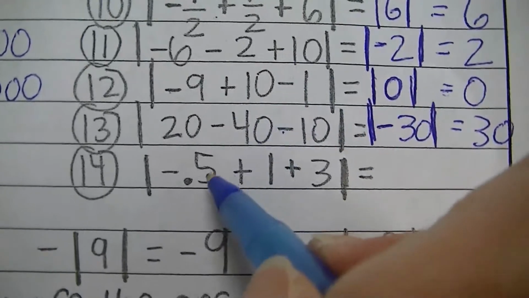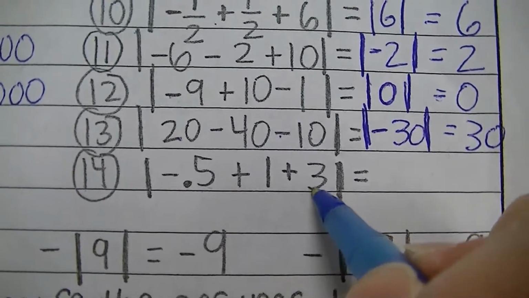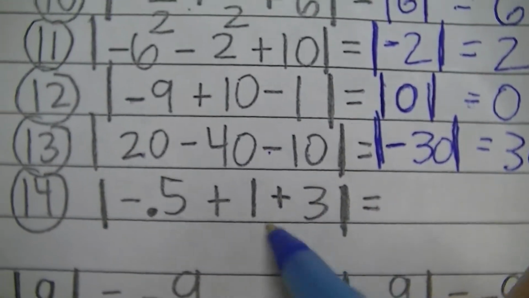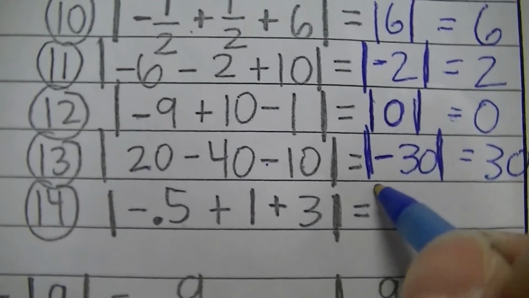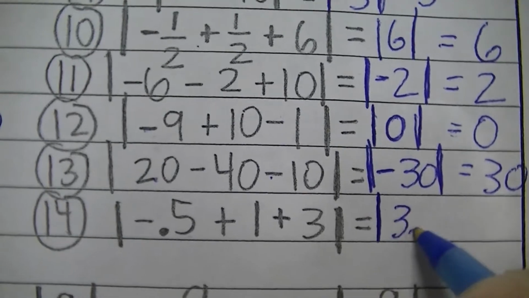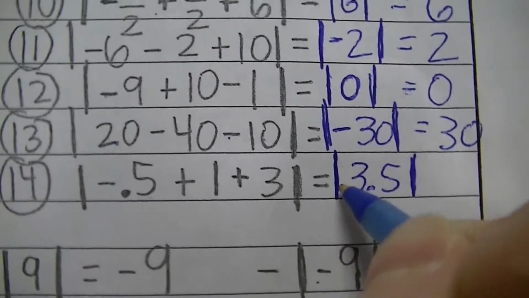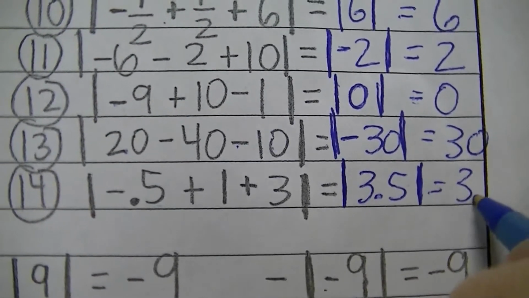Okay, so right here I have -5/10 plus 1 plus 3. I'm going to go 1 plus 3, and that's 4. 4 minus 1/2 is 3 1/2, or 3 5/10, so it's absolute value of 3 5/10. The absolute value of 3 5/10 is 3 5/10.